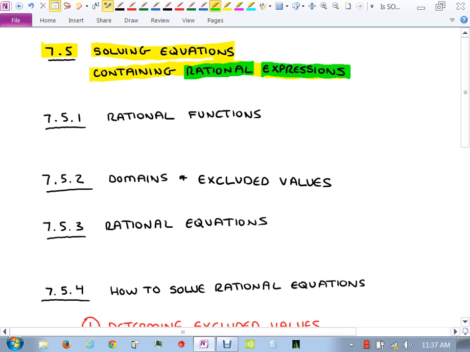Why didn't they just say that, right? We're going to have fractions in some equations. Well, because we don't do anything easy, right? Make everything hard for you. So let's first start out by defining what a rational function is. Then we're going to talk about the domains of functions. Then we're going to talk about equations. Then we're going to go solve them.